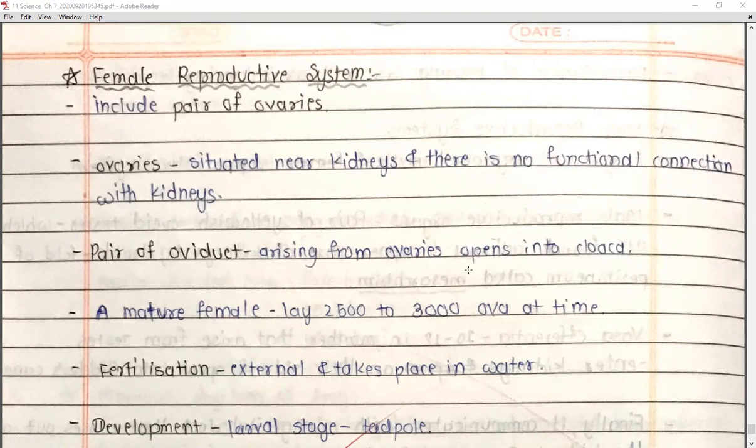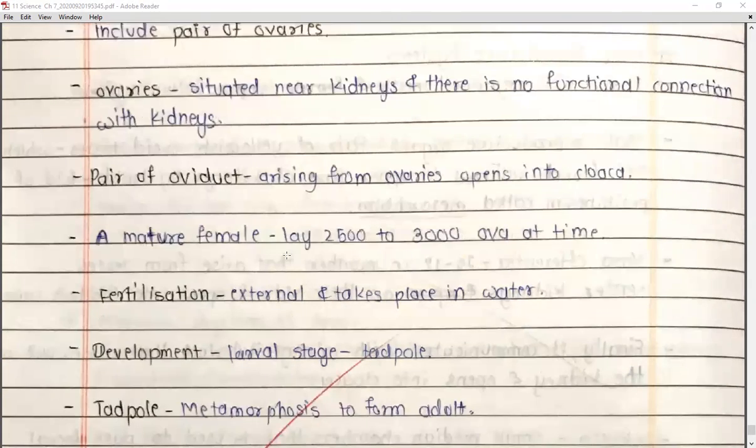So the ovaries are going to release the gametes, right? That is the female gamete, and this female gamete passes through the oviduct, and the oviduct opens to the cloaca region. Now a mature female lays 2500 to 3000 ova at one time. When we talk about humans, only one egg is released, but when we talk about the frog, a mature female frog lays 2500 to 3000 ova. That means at one single time 2500 to 3000 eggs are formed, right?